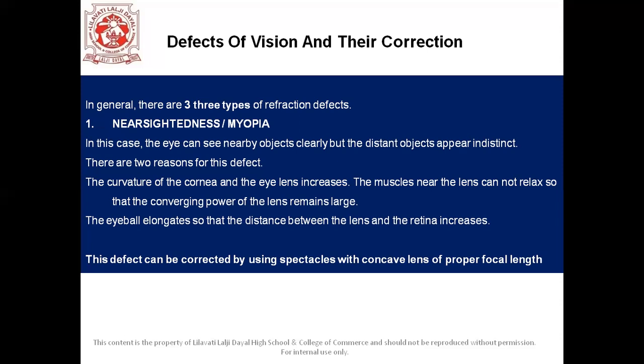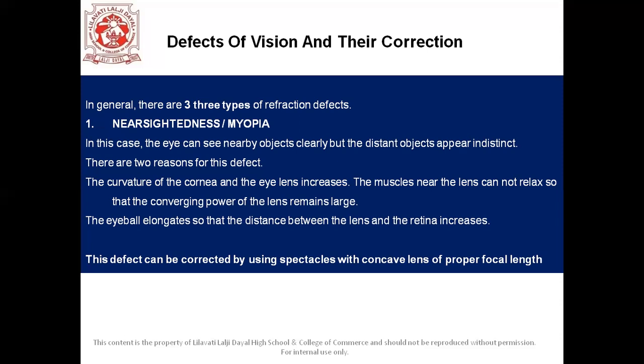So here, students, the eyeball elongates so that the distance between the lens and the retina increases. This defect can be corrected by using spectacles with a concave lens of proper focal length.